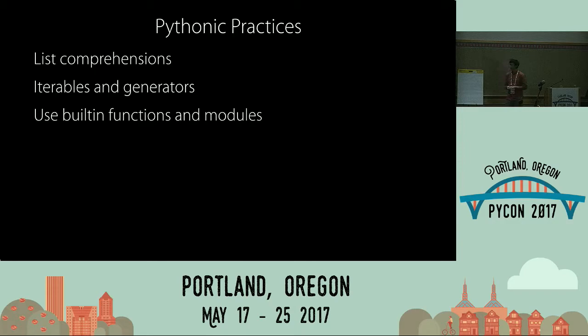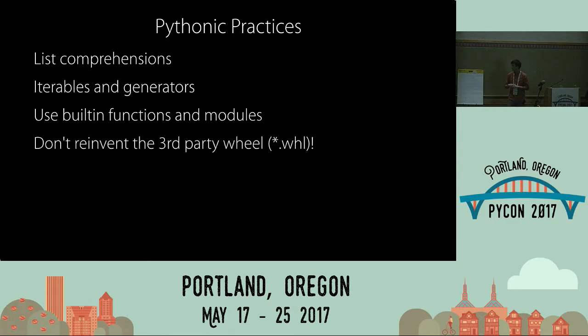strange one. Why would you describe the contents of a list in a single line instead of building it up iteratively? Using iterables and generators, thinking about objects that represent streams of data returned one at a time can be a confusing concept. It's a little more familiar to people who are coming from a functional background, but if you're coming from object-oriented land, this can be a really strange idea. Identifying that there are built-in functions and modules for you, that there are third-party wheels, there are third-party packages for you all of the time.